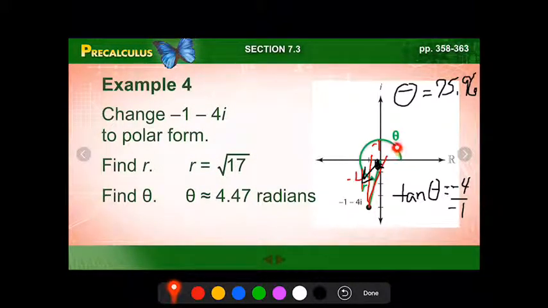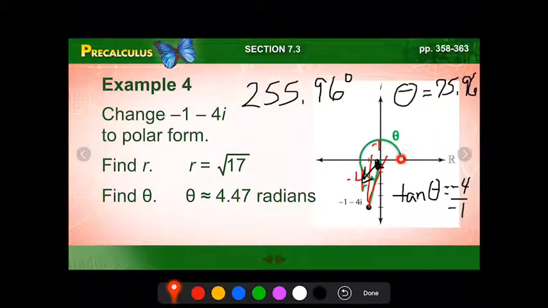So I start here at 0 degrees, I go all the way around to here is 180, and then I need to add on the length of theta, or the measure of theta, which we just said was 75.96. So I need to say 75.96 plus 180. And when I do that, my calculator displayed 255.96 degrees. So that's what I got.